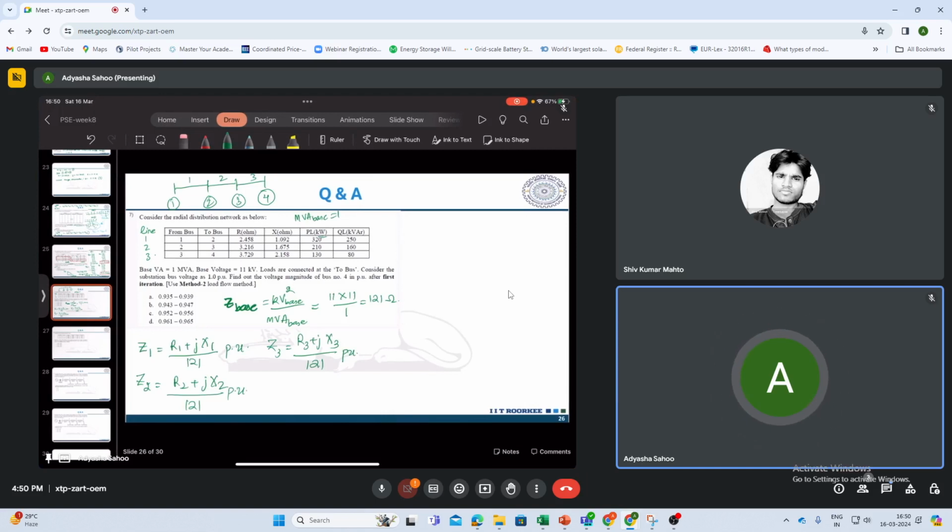It has said that the loads are connected to the two bus, right? So PL2, QL2, PL3, QL3, PL4, QL4. So all these will be divided by 1000, right? So that you'll get the per unit values. So up to here only we have converted the actual to per unit conversion.